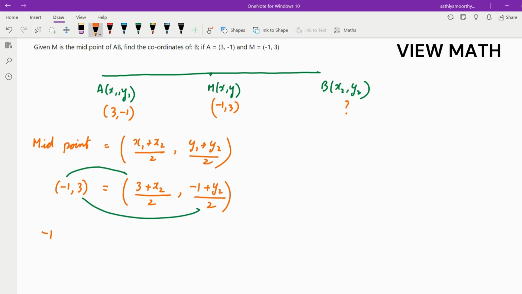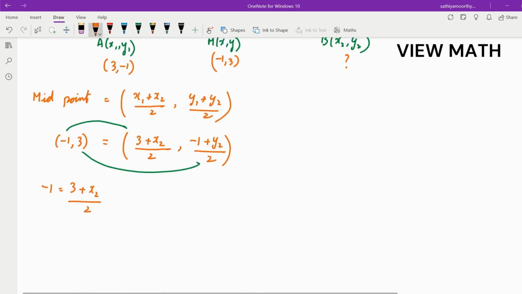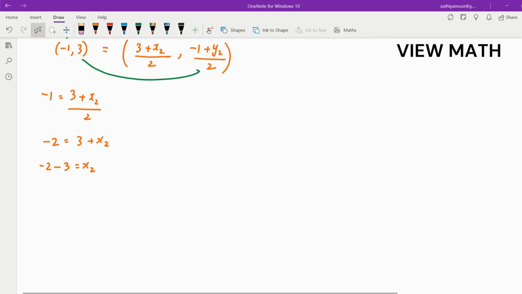Minus 1 is equal to (3 plus x2)/2. Let me bring the 2 to the other side. It becomes minus 2 is equal to 3 plus x2. If I bring 3 to the other side, it becomes minus 2 minus 3 is equal to x2. Therefore x2 is equal to -5.